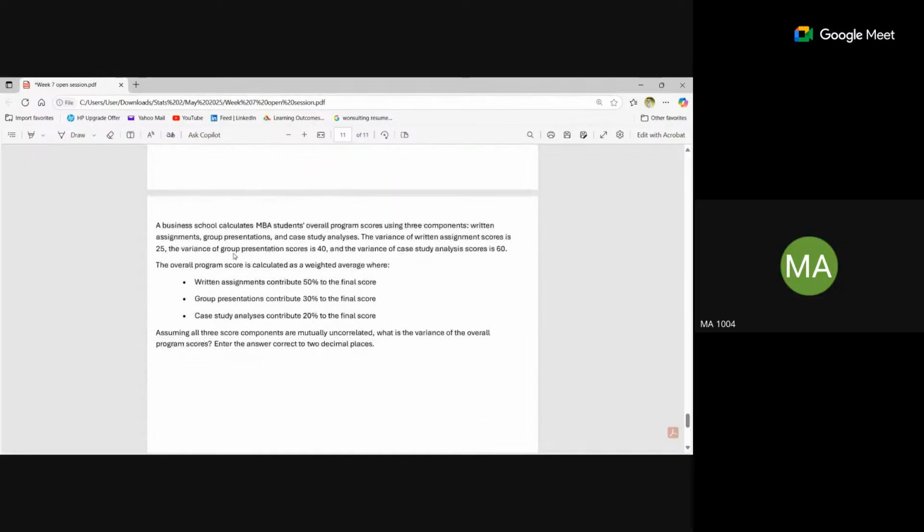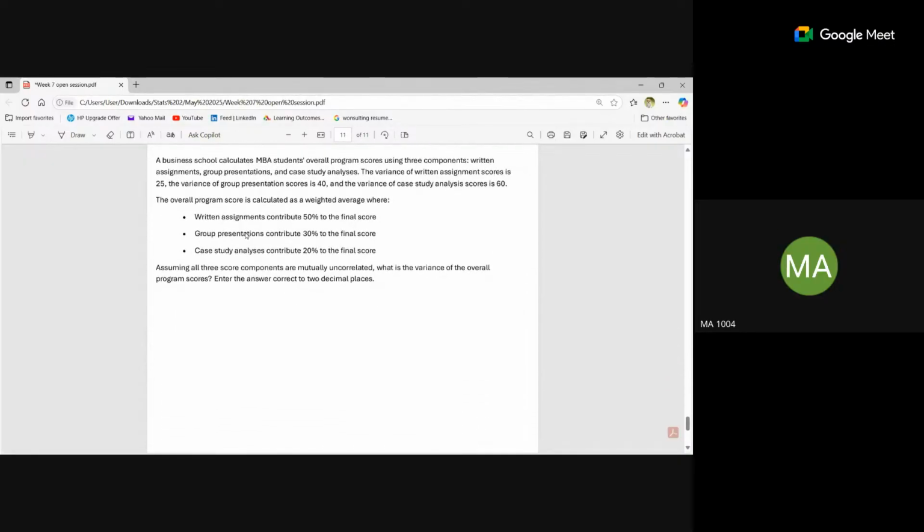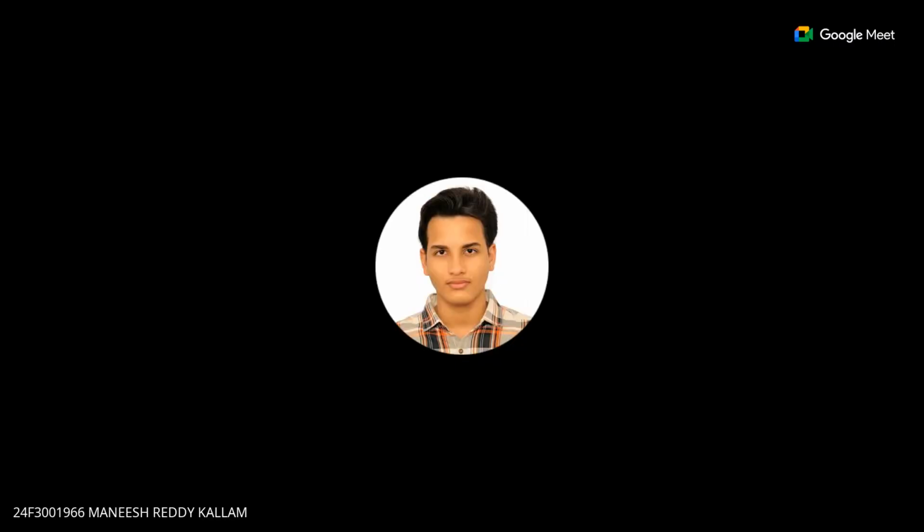Okay. Now this is the last question. A business school calculates MBA students' overall program scores using three components: written assignments, group presentation, and case study analysis. The variance of the written assignment scores is 25, the variance of the group presentation score is 40, and the variance of case study analysis is 60. The overall program score is calculated as a weighted average where written assignment contributes 50%, group 30%, case study 20%. Assuming all three scores are mutually uncorrelated, what is the variance of the overall program score?